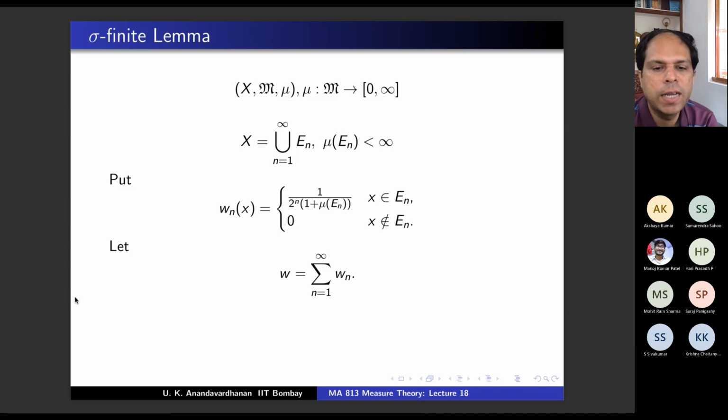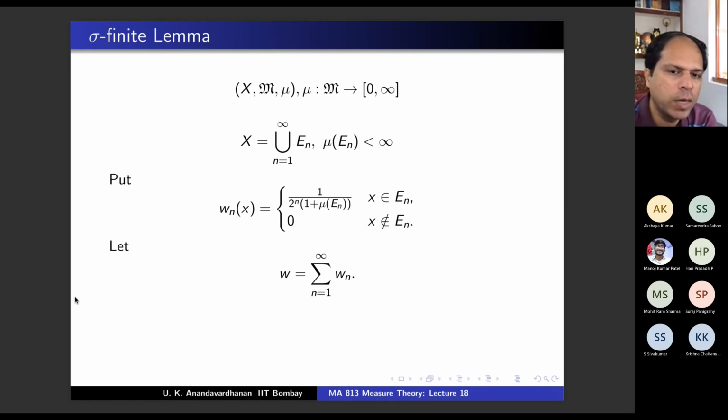And what else can you say about W? Is it an integrable function? Is it in L1 mu? What is the integral of W? It will be summation of the integral of Wn by interchanging. And the integral of Wn is finite, right? In fact, your previous observation is true: it is less than 1 by 2 power n, right? And therefore that sum also converges. Summation integral Wn also converges, no? So W is in L1 mu.